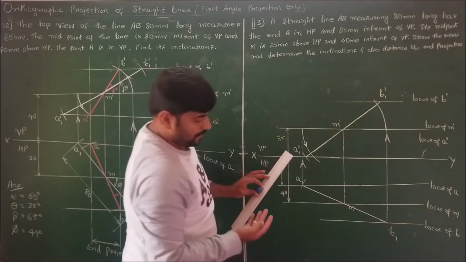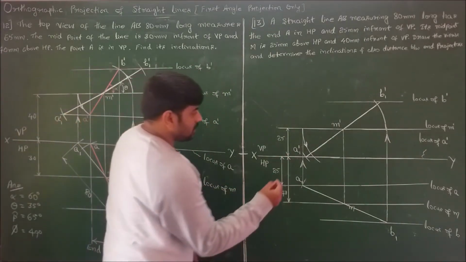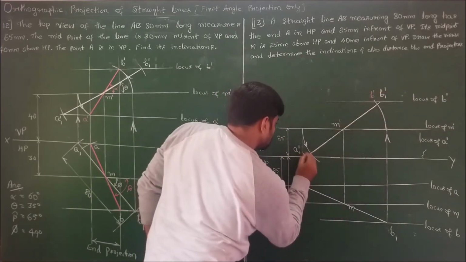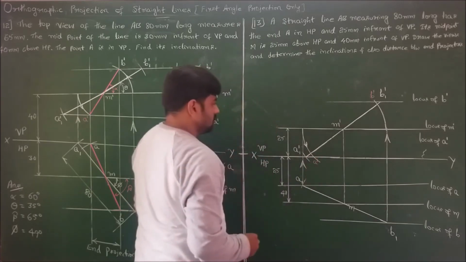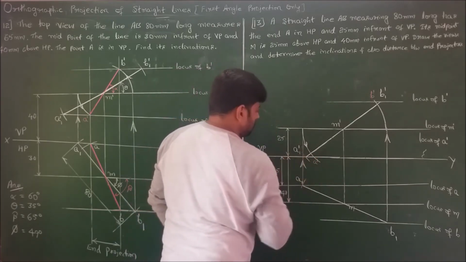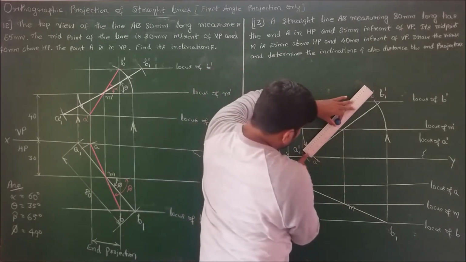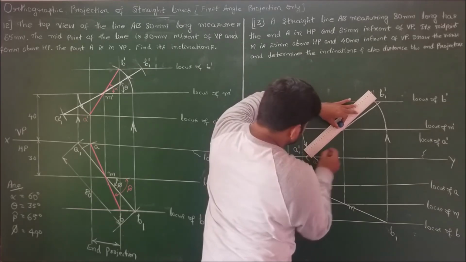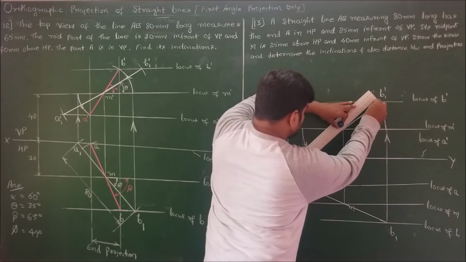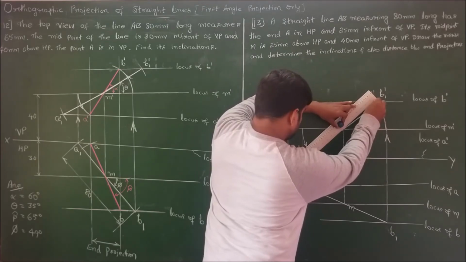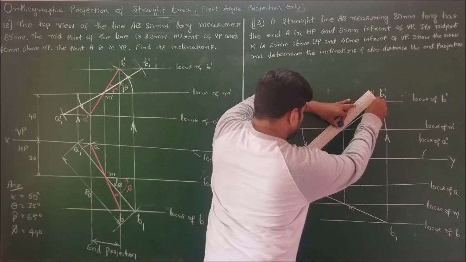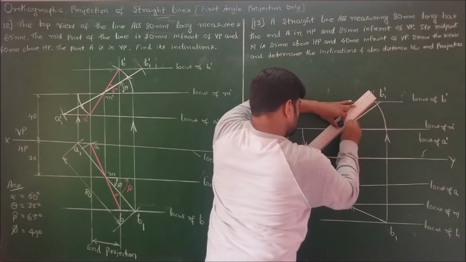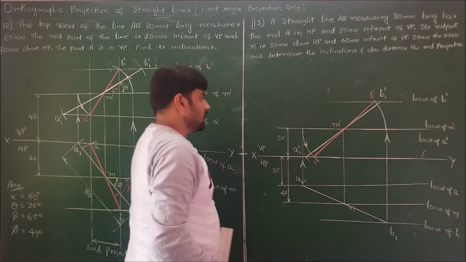So thereby I got end B dash and A dash. So this is A1 dash. So B dash and A dash. Now join this. So if you observe, obviously it will pass through the midpoint, where the line is exactly bisected. So I am drawing with a different chalk because it is apparent line.